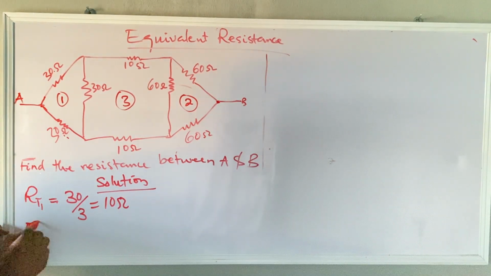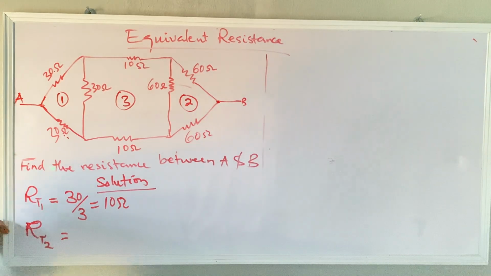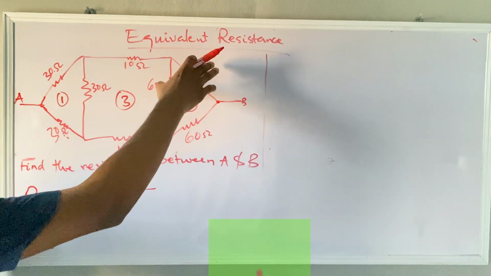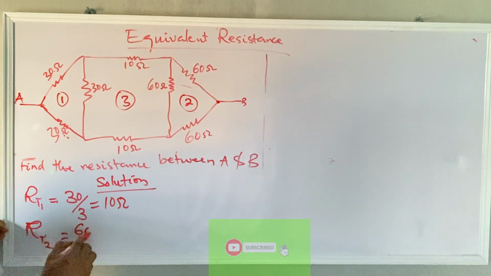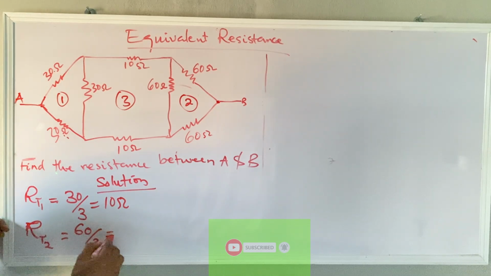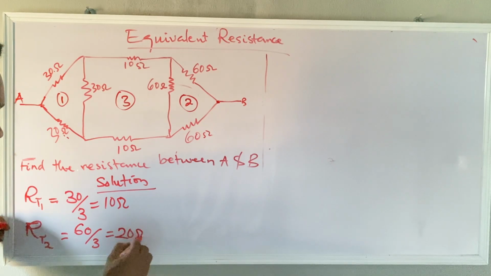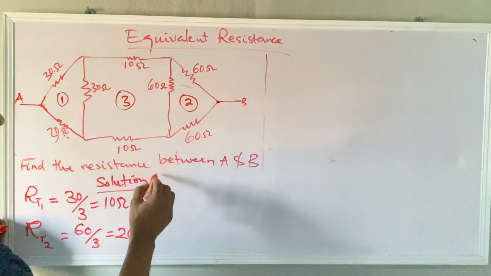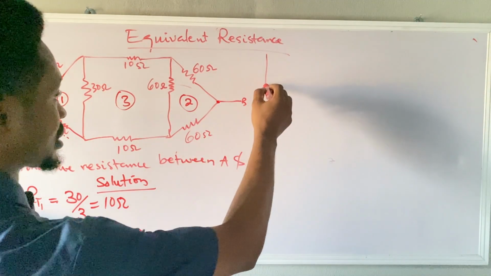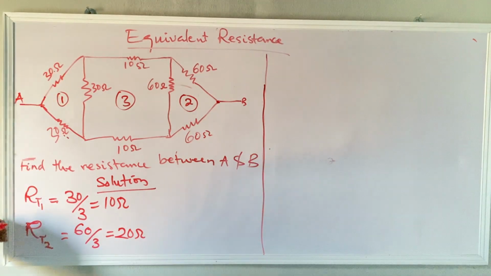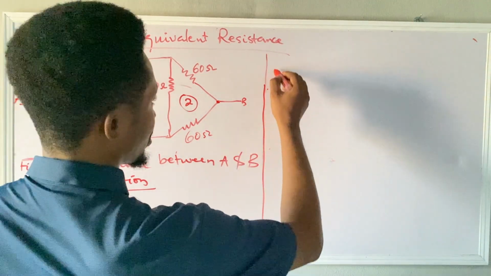I call it RT2, which is the value of one resistor, 60, divided by the total number of resistors, 3, which will give 20 ohms. And then we can redraw this circuit into something like this.